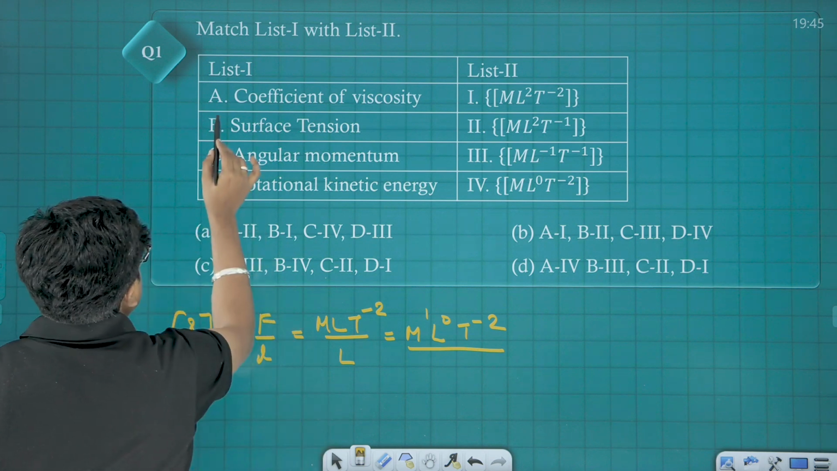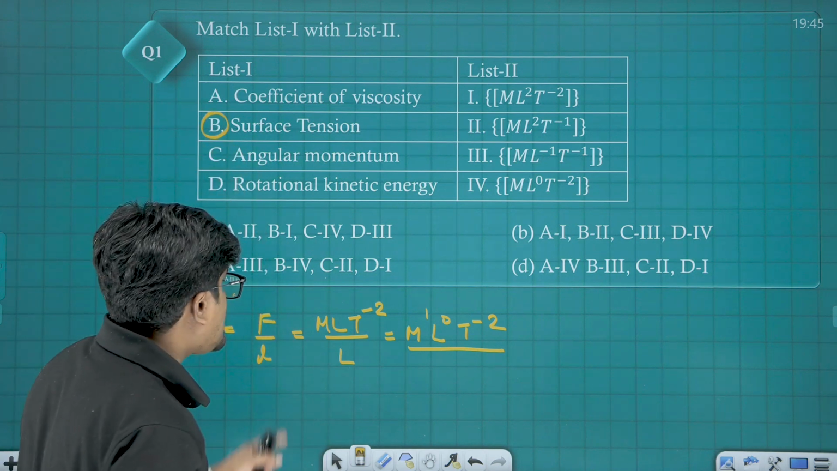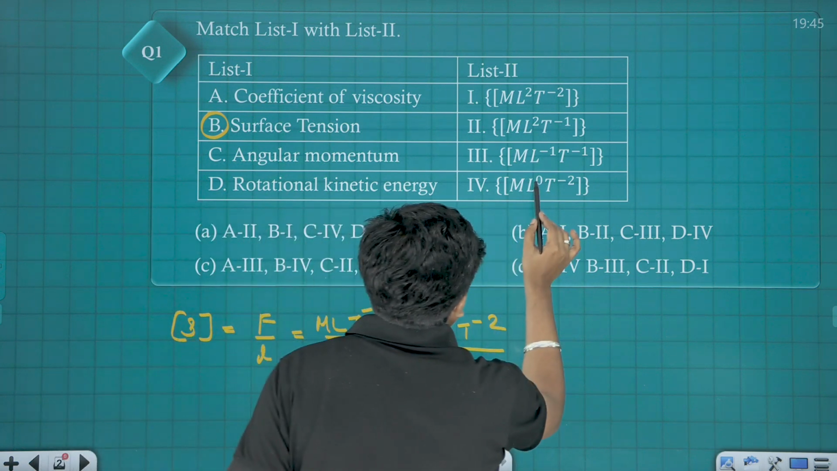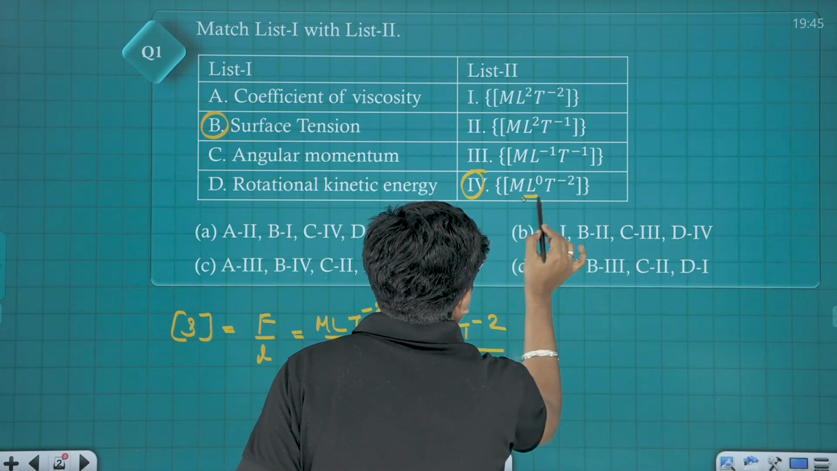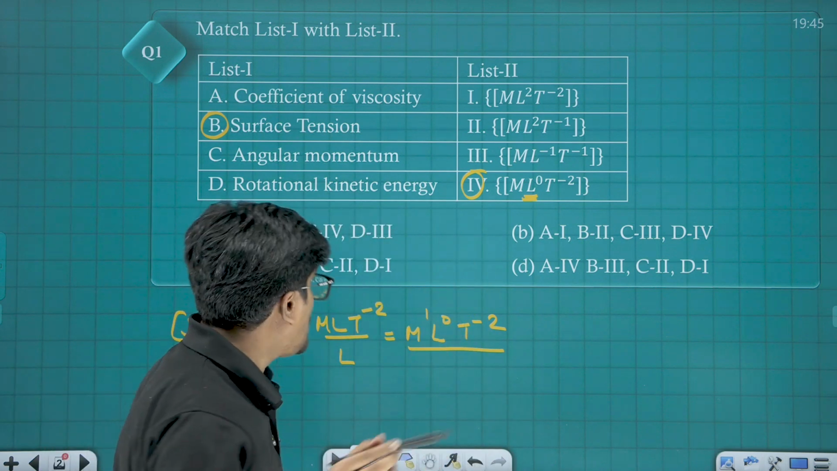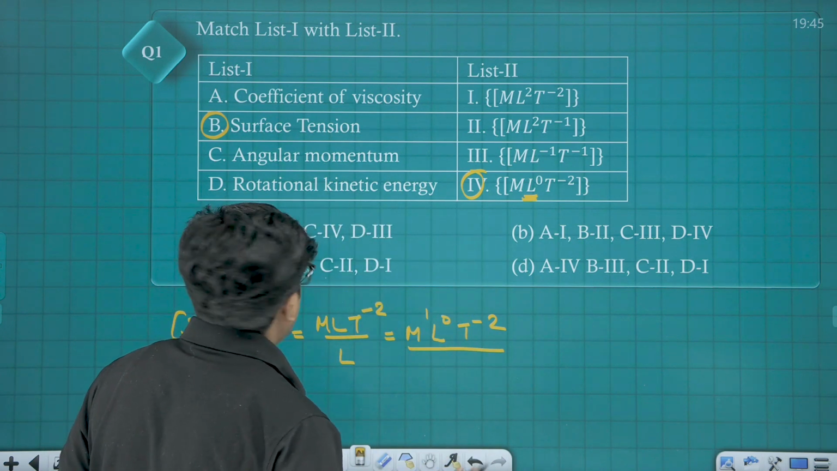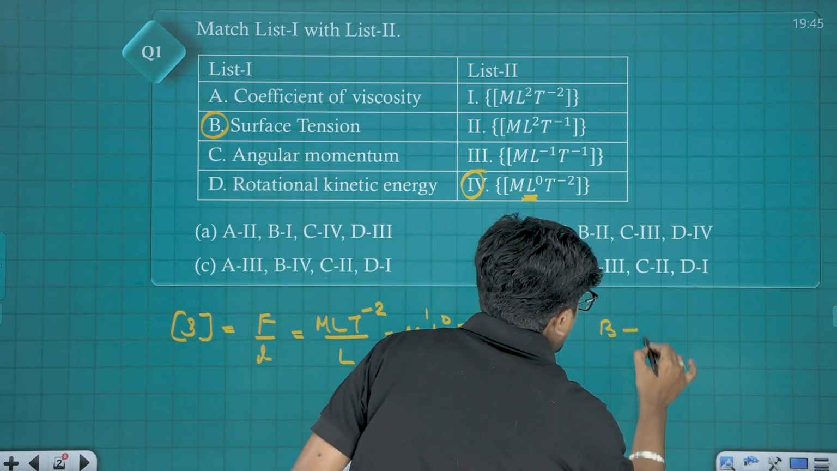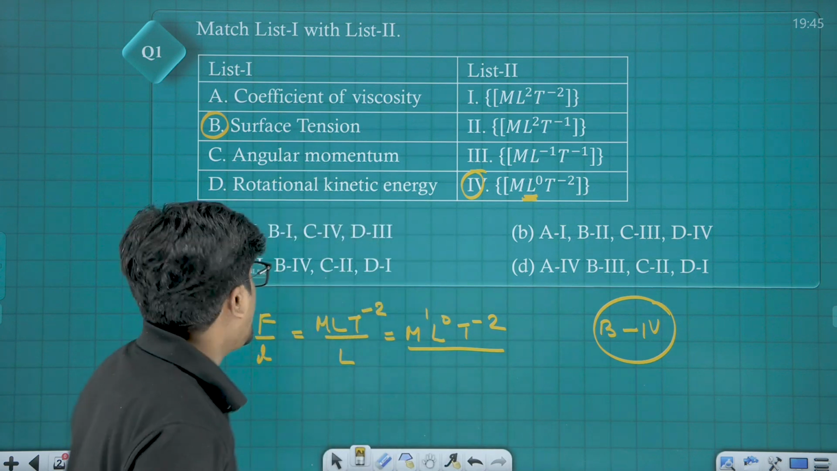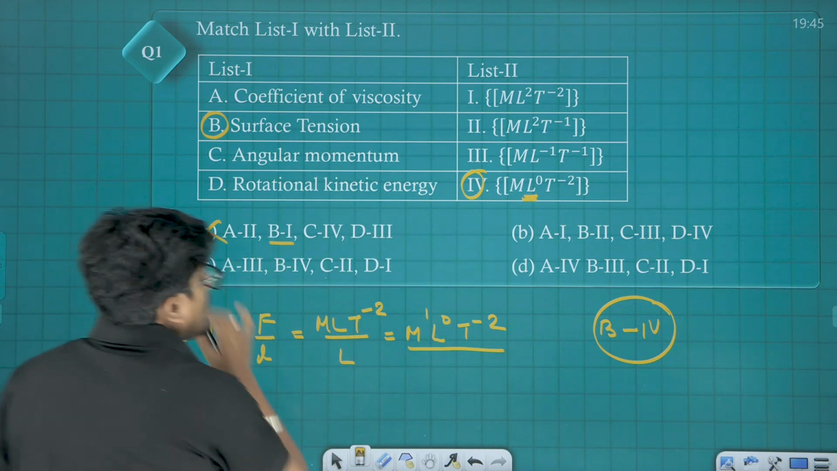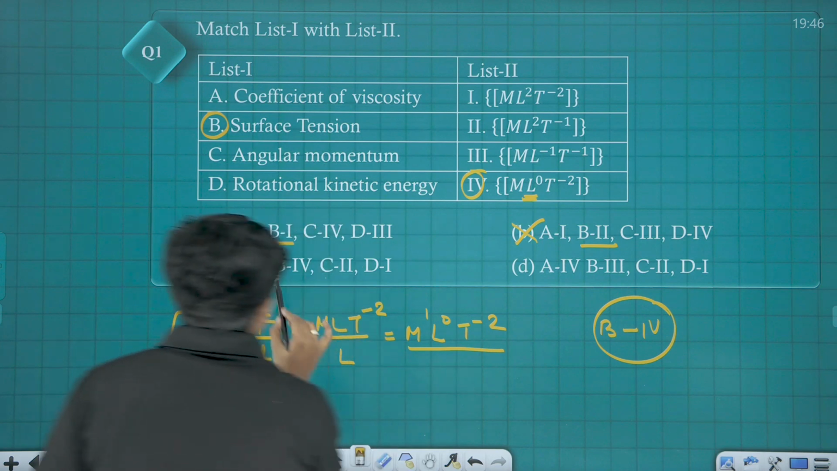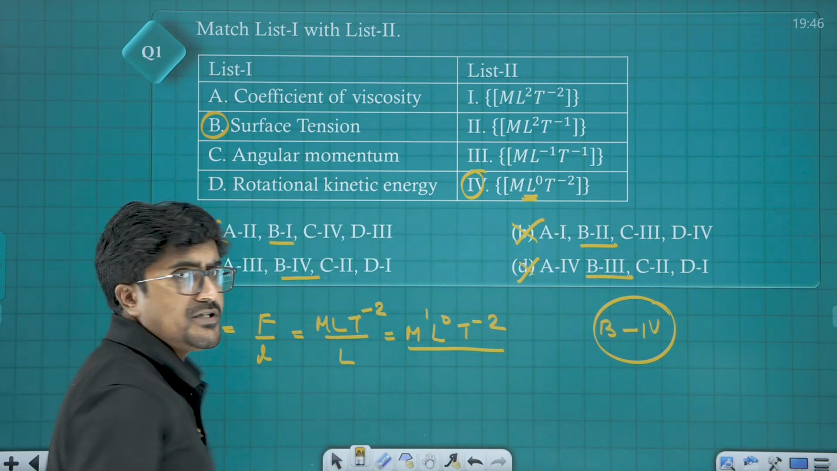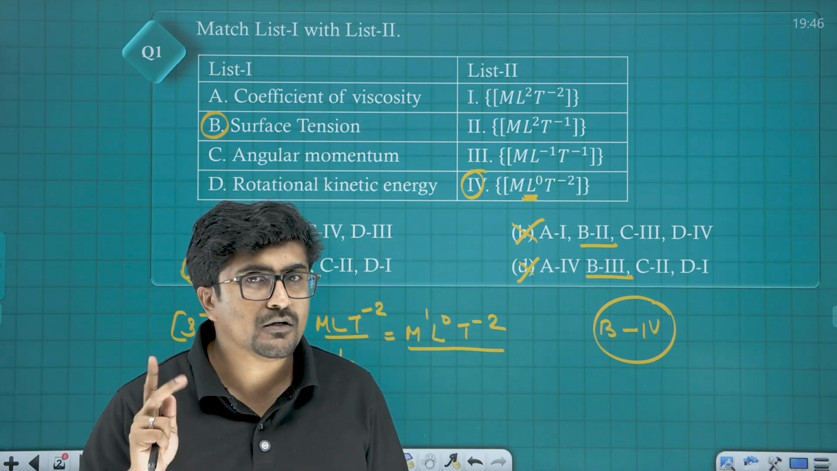That means for option B, I must have M raised to 1, L raised to 0 and T raised to minus 2. Here L raised to 0 is available only for this one, and the other dimensions, dimension of M as well as dimension of T, perfectly match. So I can say for B, here it must be 4. So here it is B1, B2, B4, and B3. That means our final answer is option C. All right, next is question number 2.